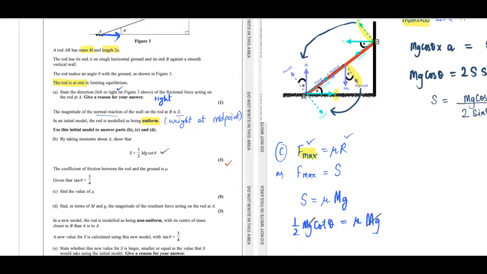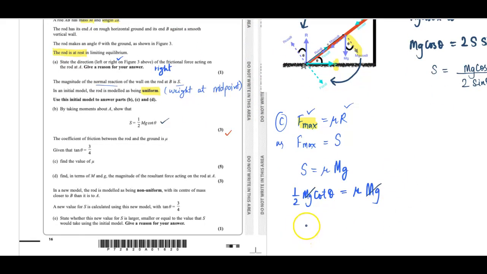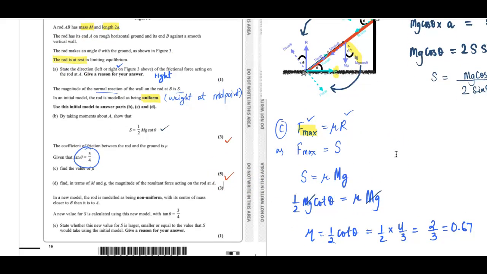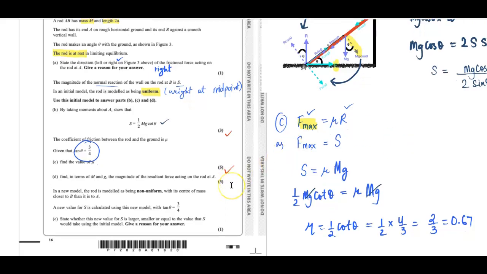We are having the value of mu to be half of cot theta. That means, tan theta is 3/4, so cot theta would be 4/3. That gives us 2/3, or you can say 0.666 recurring, so 0.67 is our answer for mu, and it gives us 5 marks. It was easy, no? It was not a lot of working, but definitely the decision in the brain. That gives you 5 marks here.